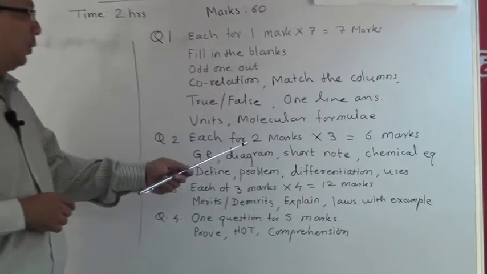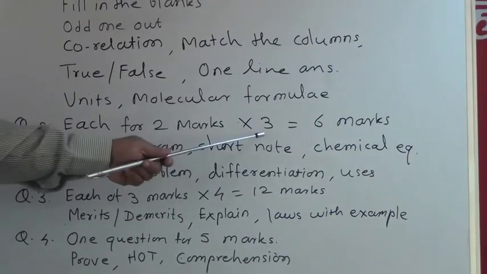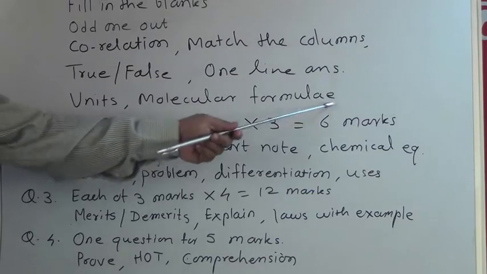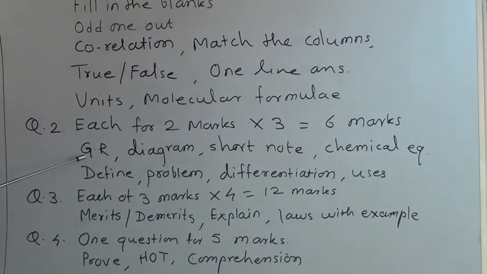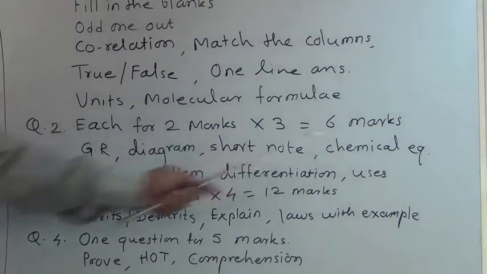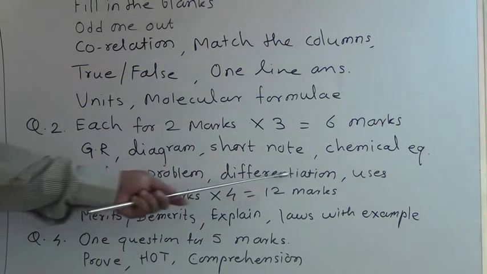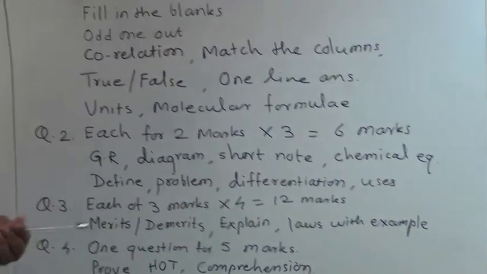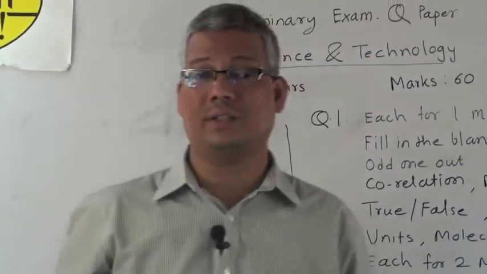In this question number 2, every question is compulsory and each question is for 2 marks. There are 3 questions. So this question number 2 is total for 6 marks. They may ask give scientific reason, diagram, short note or chemical equation or define or any numerical problem or differentiation or uses. While dealing with this question, take the example of the scientific reason.